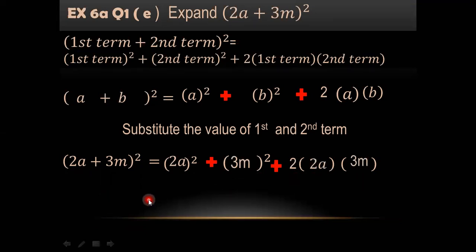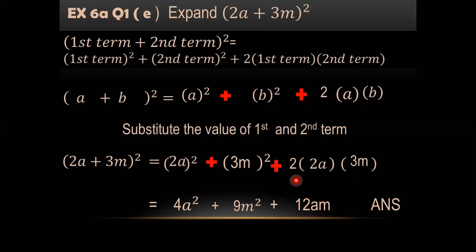(2a) whole square means 2a multiplied by 2a. It will give us 4a square. 2 will be multiplied by 2 and a will also be multiplied by a. When we multiply 2a by 2a, this value comes. In exactly the same way, when you multiply 3m by 3m, the answer will be 9m square, and when you multiply these terms, 2 into 2a into 3m, it will be 12am. Right? So it is the expanded form of (2a + 3m) whole square.